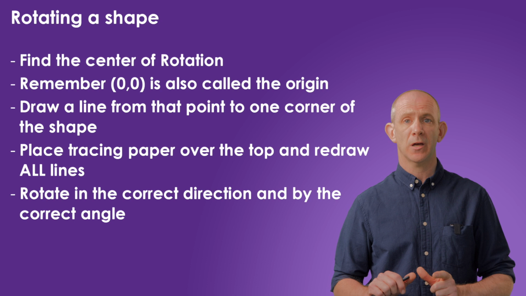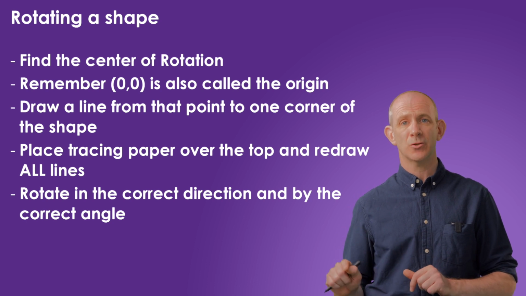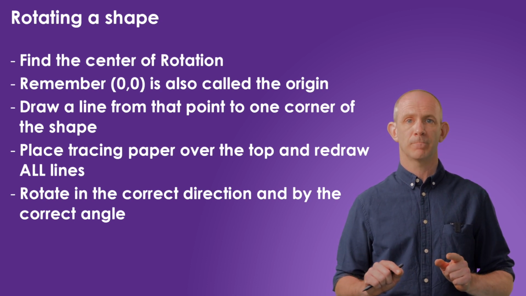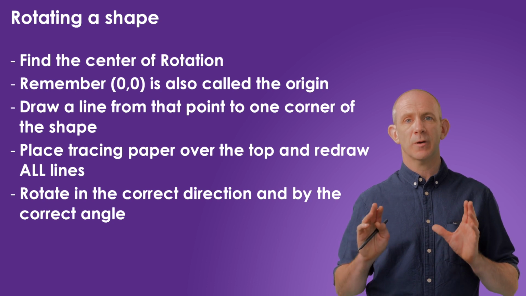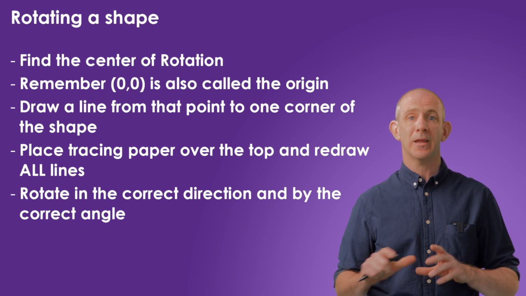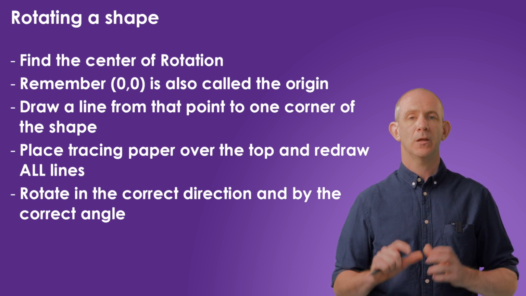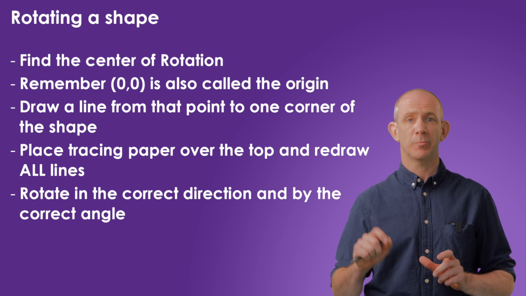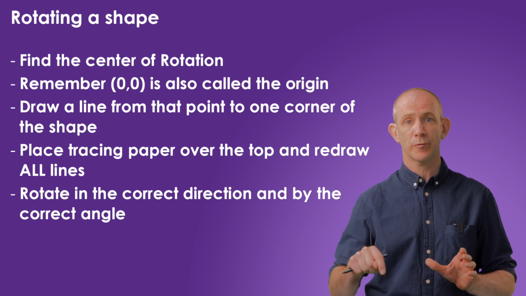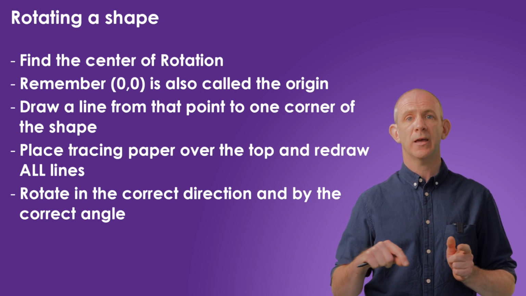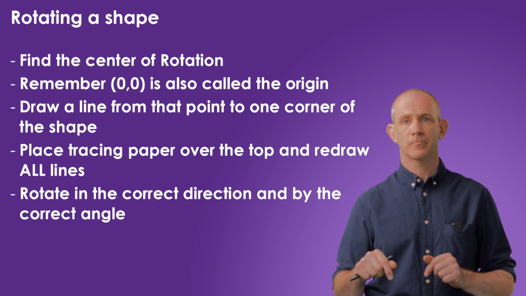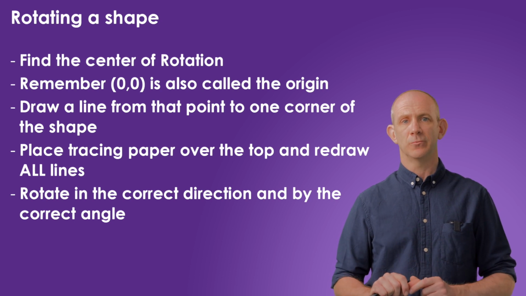Before using tracing paper, draw a line from the centre of rotation to the corner of the shape. I then lay the tracing paper over the shape and redraw the line and the sides of the shape. Then, with the point of my pencil pinning the tracing paper at the centre of rotation to the paper, I turn the shape in the direction and the angle in the question. Let's take a look at an example.